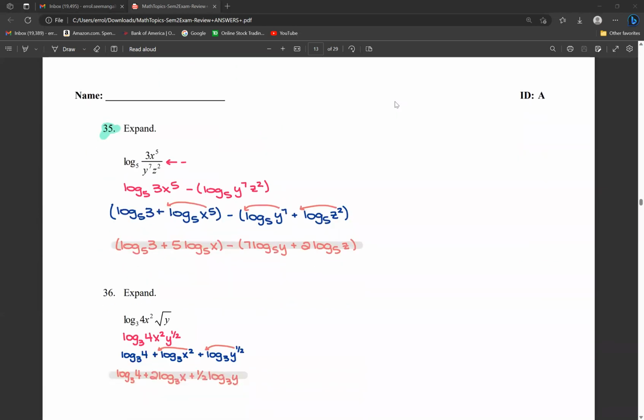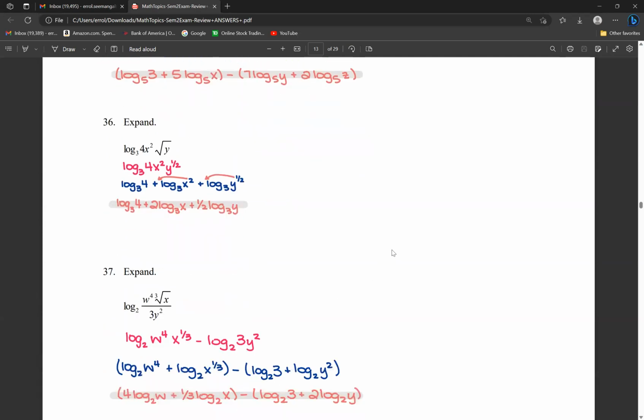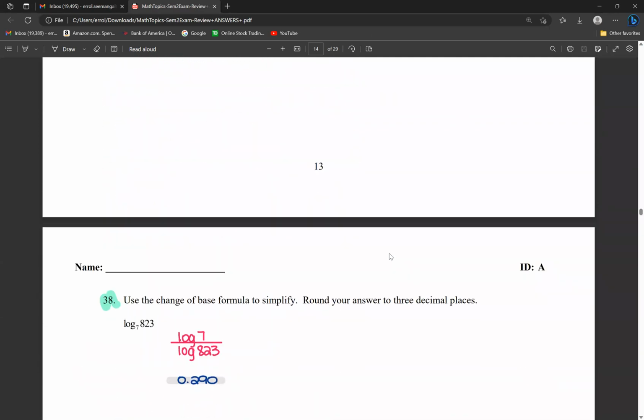Expand. Okay, so now 35 is going the other way. They're giving you 1 log. Now they want you to break it into multiple logs. So it's kind of like the opposite of 33 and 34. And same thing with 36. They give you 1 log, they want you to break it into several logs. Kind of like going the opposite way. 35, 36, 37, same thing.